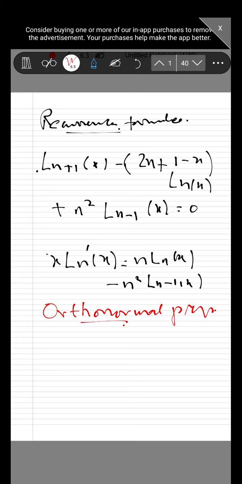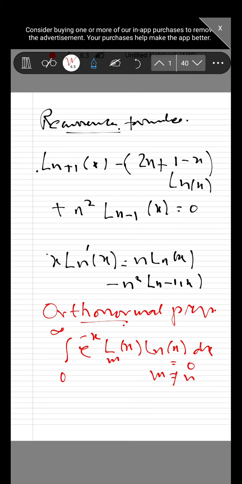The orthonormal properties are: the integral from 0 to infinity of e to the power minus x L_m(x) L_n(x) dx is equal to 0 when m is not equal to n, and the integral from 0 to infinity of e to the power minus x [L_n(x)] whole square dx is equal to (n factorial) whole square. It's quite interesting, this one, n factorial whole square. So this was all about Laguerre polynomial.